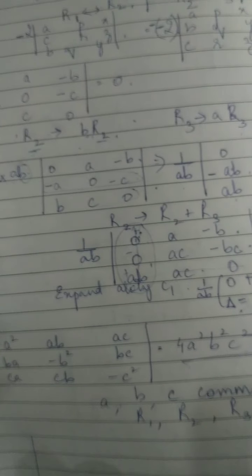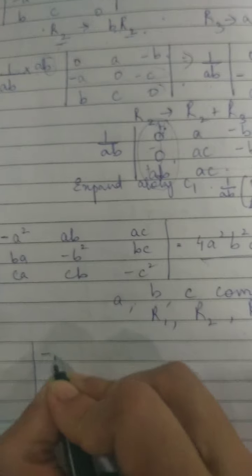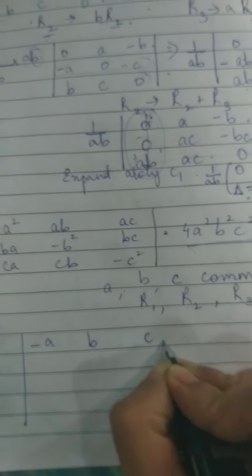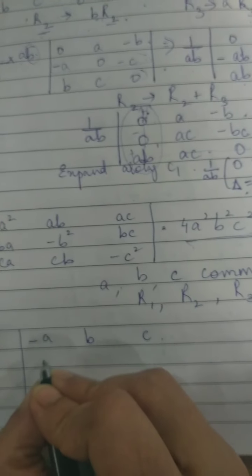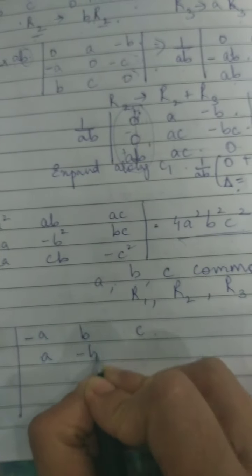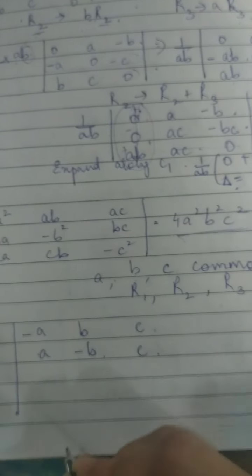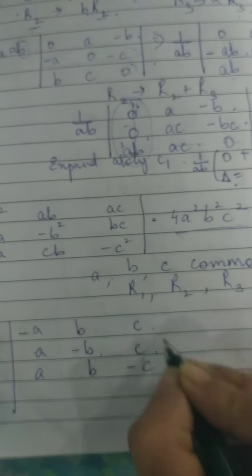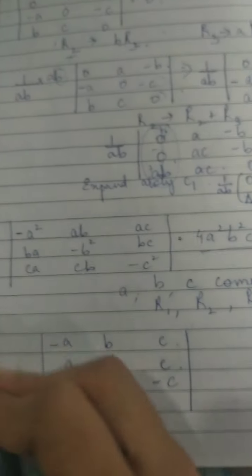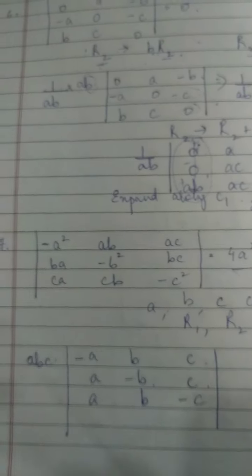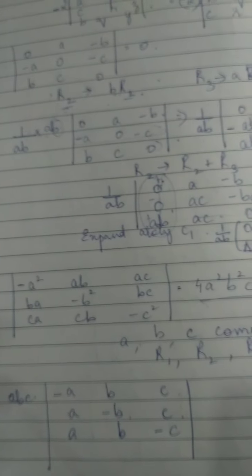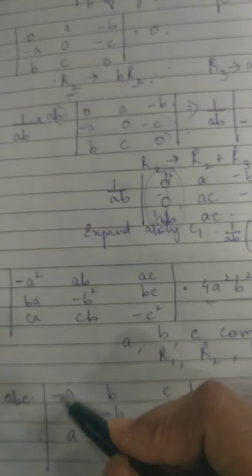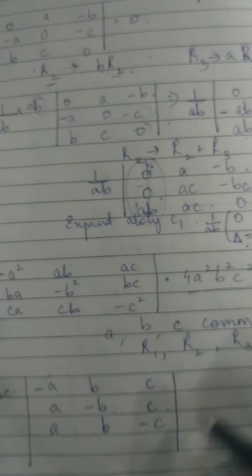So what do I get? It's minus A, B, C. Then B we are taking common from here, so A minus B, C. And here we are taking C common, A, B and minus C. Right? We have taken A, B, C as common from the 3 rows. Again, what can we do? We can take A, B and C common from C1, C2 and C3.